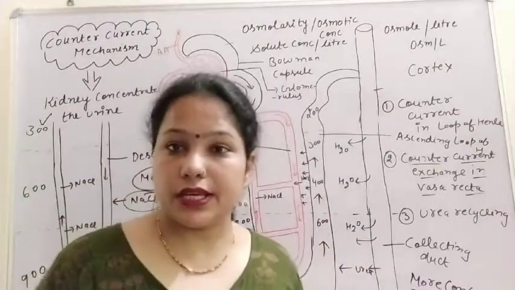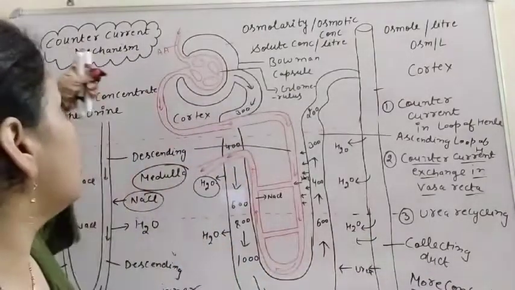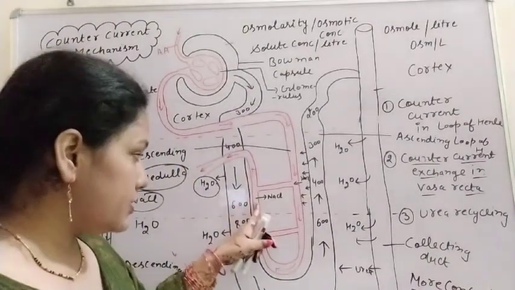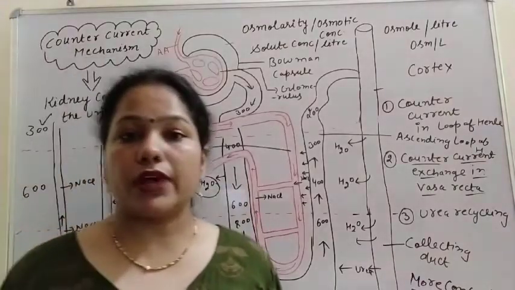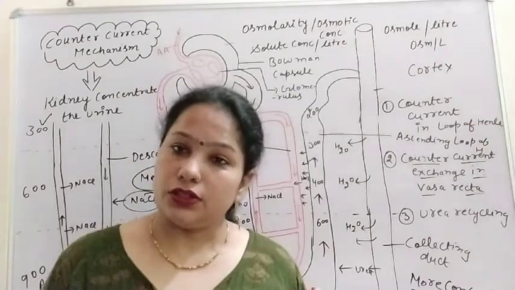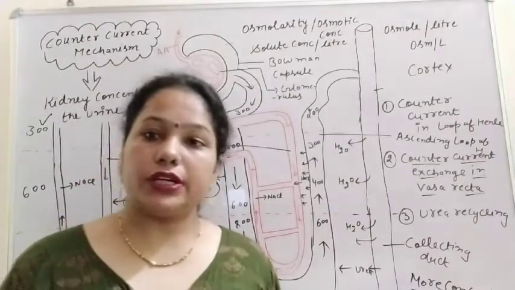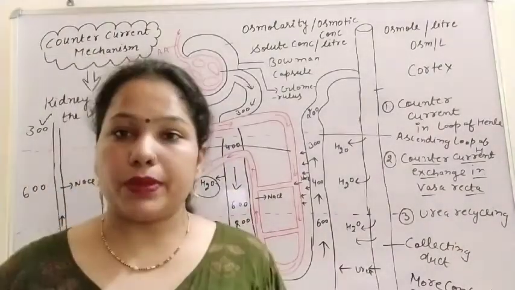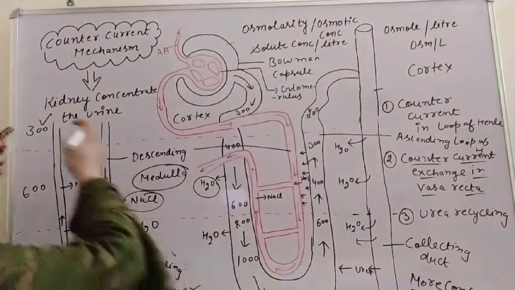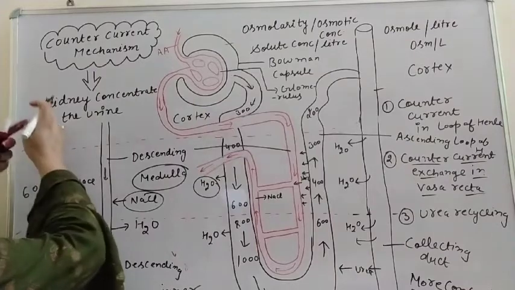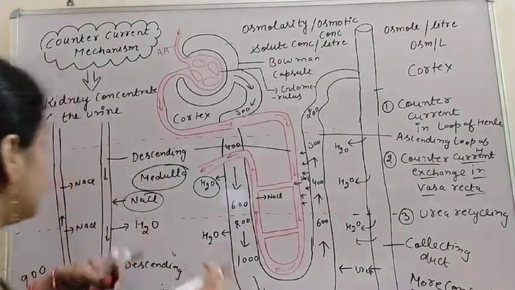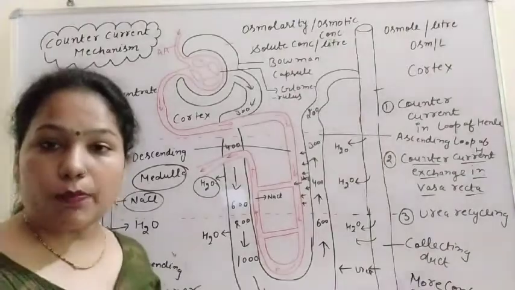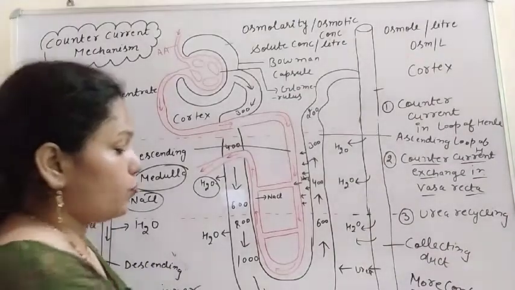And how is this osmolarity maintained? It is maintained by the counter current mechanism in both the loop of Henle and the vasa recta, because both are in close proximity, and the counter current mechanism in the vasa recta and in the loop of Henle helps in maintaining the osmolarity from 300 osmol per liter to 1200 osmol, because in the cortex region it is 300 osmol per liter, but in the inner medulla part it is 1200 osmol per liter.